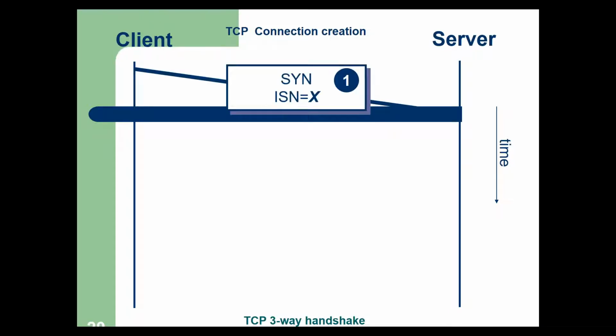So this is our client and server. I am just giving a graphical representation of how the three-way handshake is done. So this X is our synchronization number. Once X is received by the receiver, that is, here it is the server.